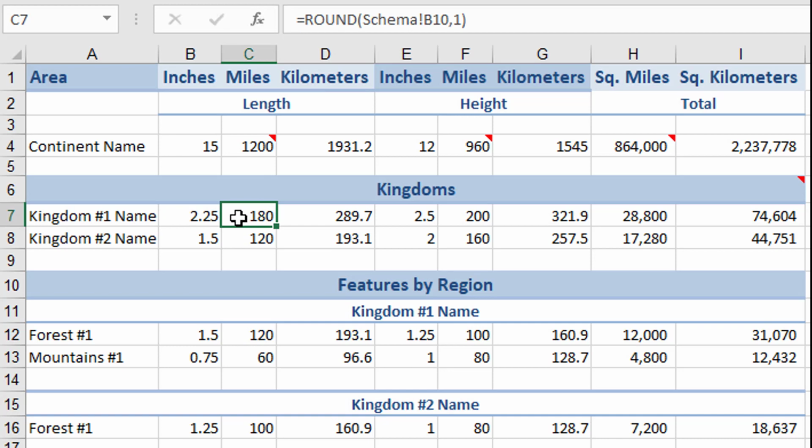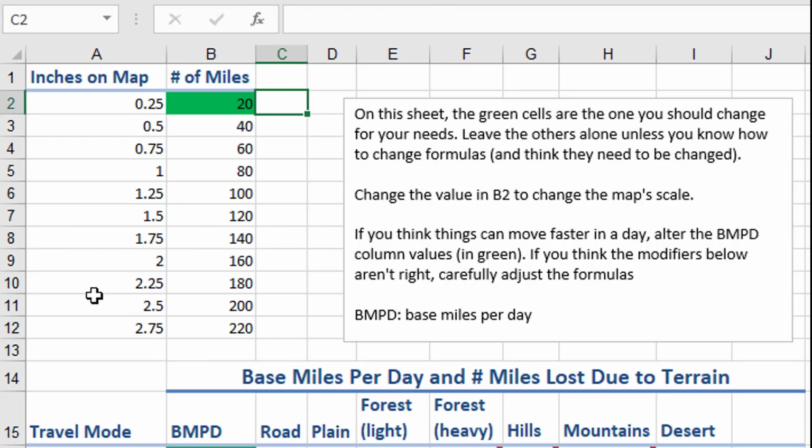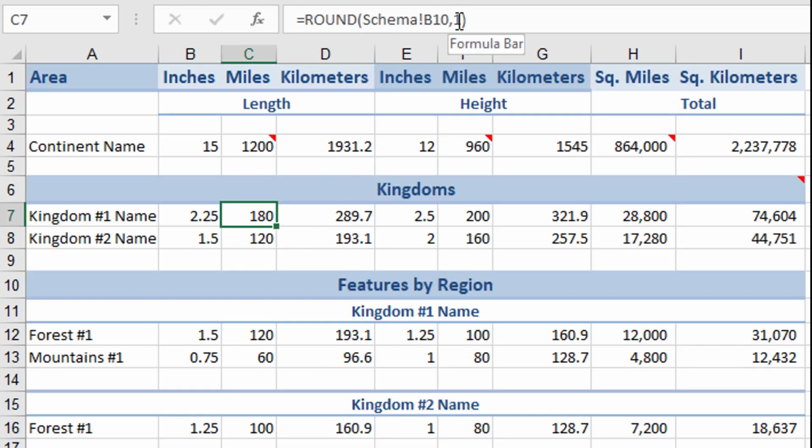So what we want to do, as usual, is refer to the schema sheet. 2.25, if we click over to the schema sheet, is B10. That's the value we want. Of course, we could just copy 180, but it's a little bit more sensible to copy the formula for that cell and refer to the cell in case we change our minds. So that's how we get a 180 here. We didn't type 180, we referred to the schema B10 column, and we rounded it up or down. And we did the same thing. Well, actually, no, in this case, I didn't do that.